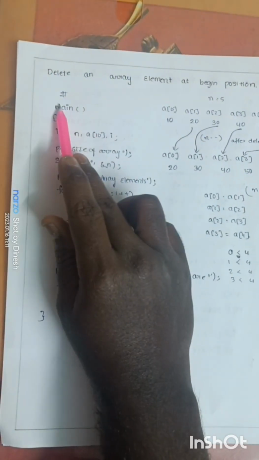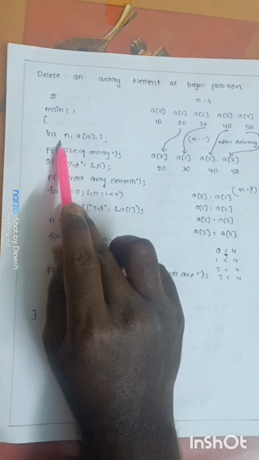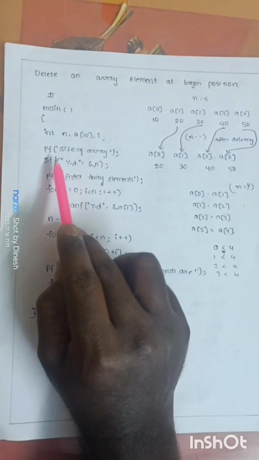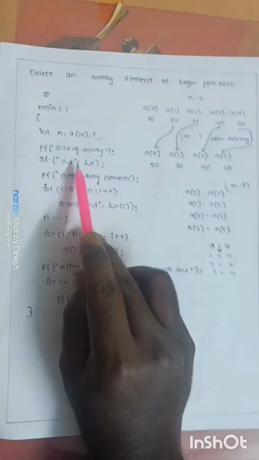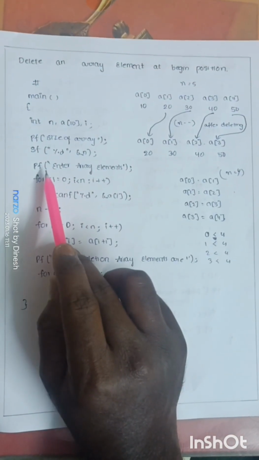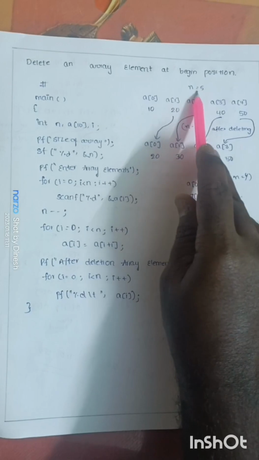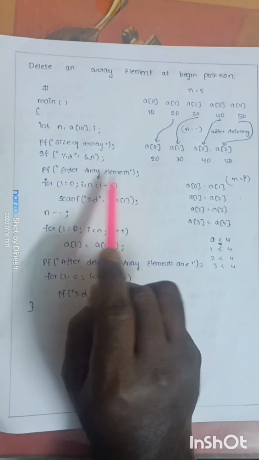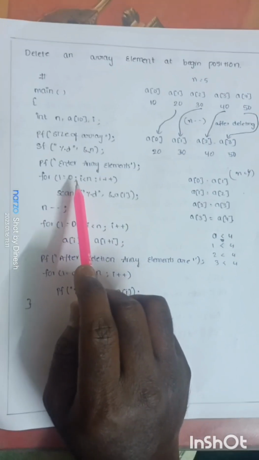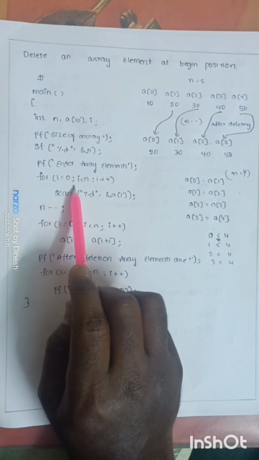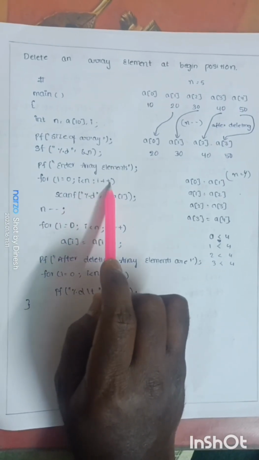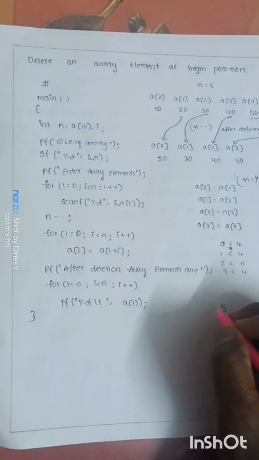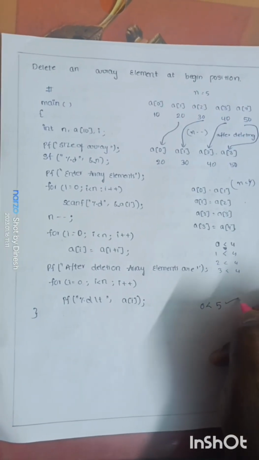Here is the header file and main function, where we declare an array and some variables for iteration. Printf size of an array, scanf percentage d and ampersand n. Here we are giving the size of the array as 5, it will be read, and printf enter array elements will display on the console. For more than one element we use a for loop, for i equals to 0, i less than n, i plus plus. Here the size of the array is 5, so for the condition 0 less than 5, the condition is true.